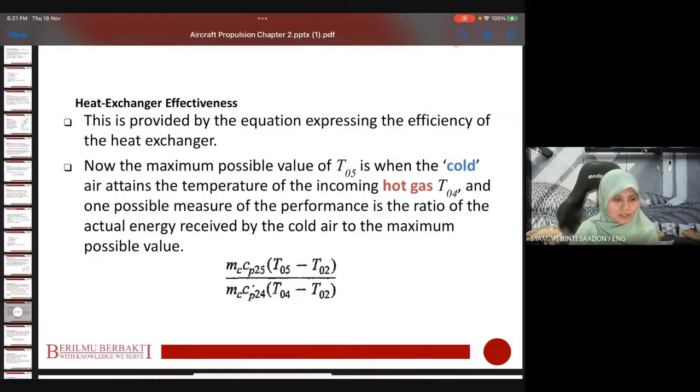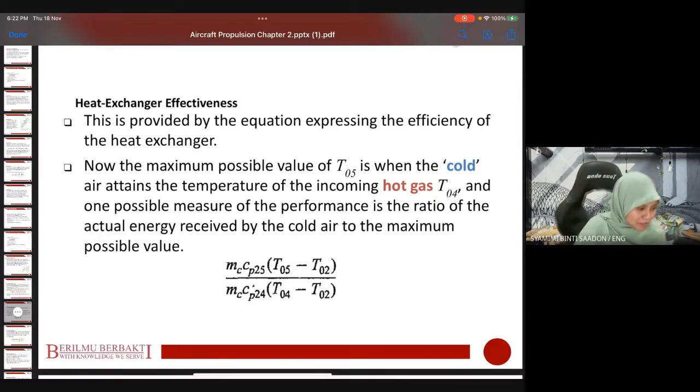So that's why we need another equation that characterizes the effectiveness of the heat exchanger. Now the maximum possible value of T05 is when the cold air attains the temperature of the incoming hot gas, so T05 equals T04. One possible measure of the performance is the ratio of the actual energy received by the cold air to the maximum possible value. Normally we will use the second phrase: the ratio of the actual energy received by the cold air to the maximum possible value.